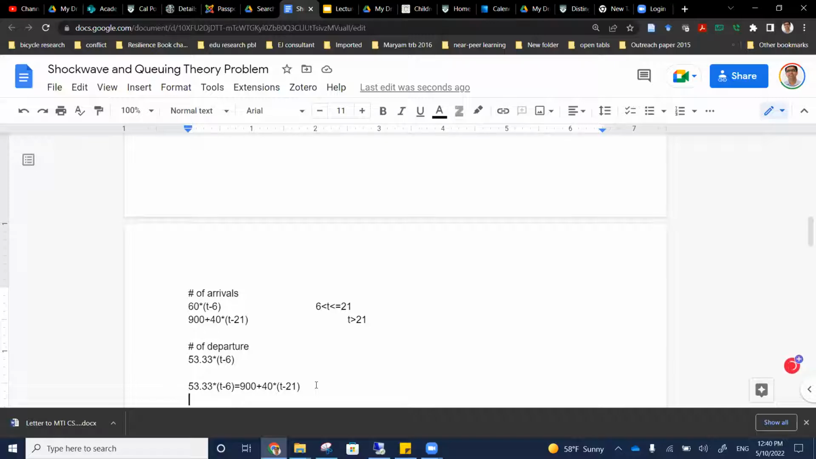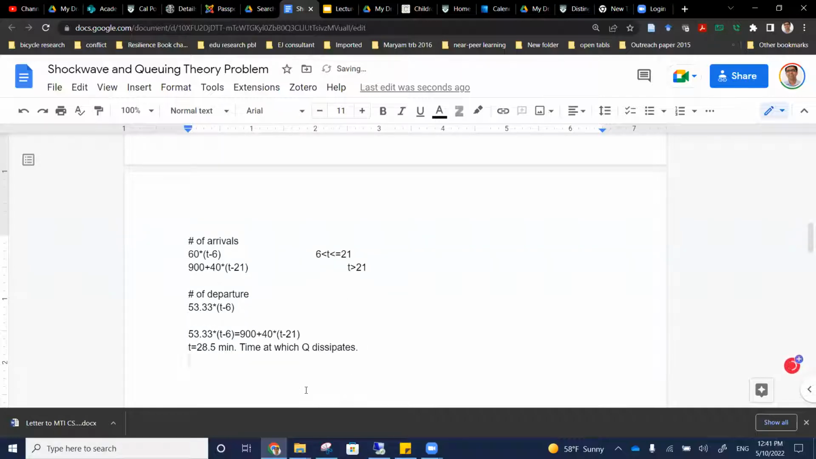Solve for T for me, please. If you solve this equation, you get t equal to 28.5. And that's going to be the time, t equal to 28 minutes, when the Q goes away. That's the time at which the Q dissipates. Now, the next question is, what is the maximum length of the Q at x3?